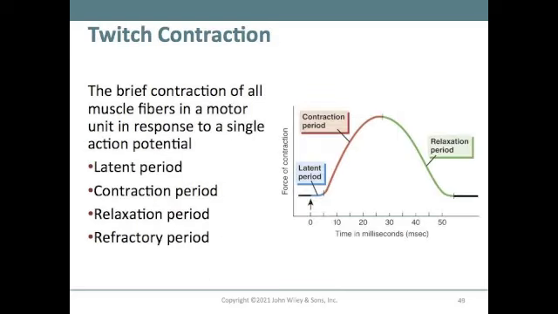So twitches. If you've ever had a muscle twitch, figure 10.13 on page 328 gives you an explanation of it: the brief contraction of all muscle fibers in a motor unit in response to a single action potential. And then you can see the different periods that your muscle goes through for a twitch.